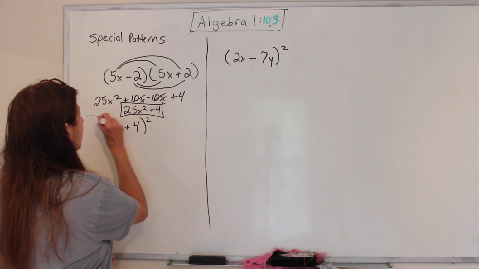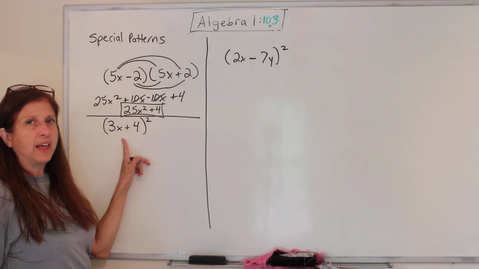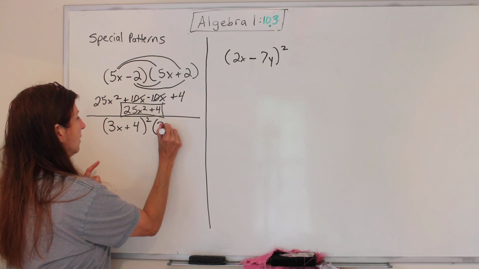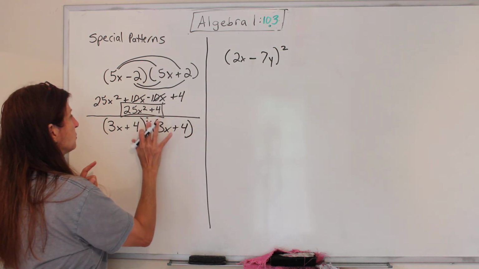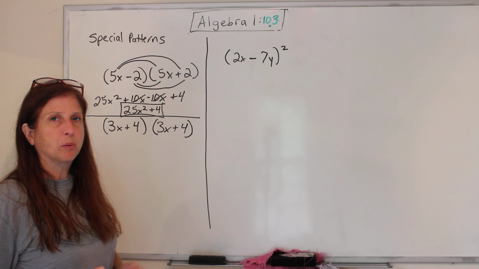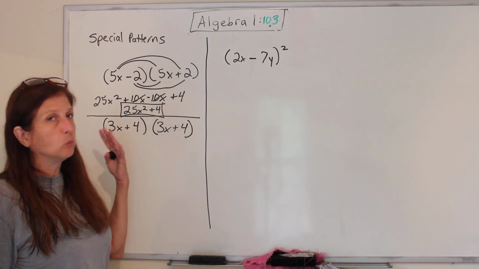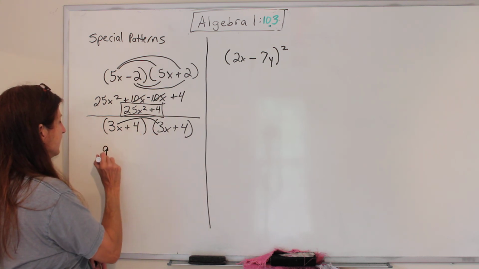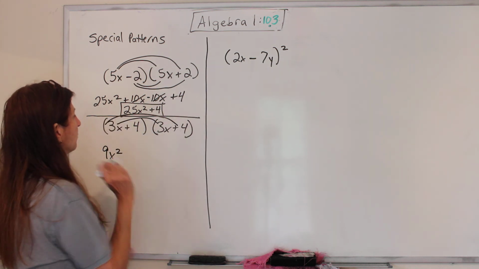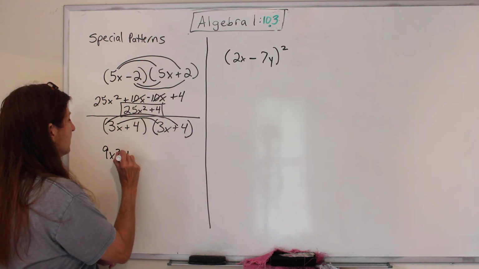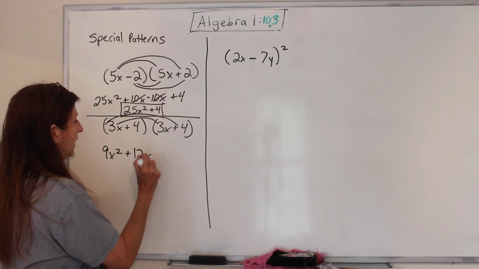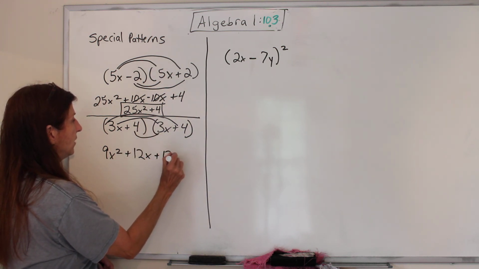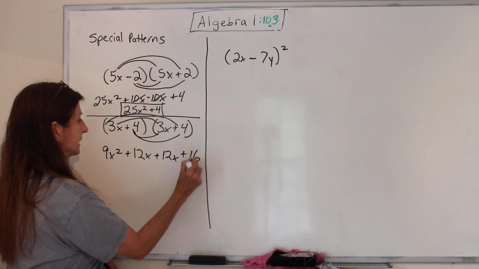Okay? Let's try another one. What about if it looks like that? Well, that's weird. What it means is you write this twice, because that's what squared means: something multiplied by itself. Now what do we do? We just do it regular. So 3x times 3x is 9x squared. 3x times 4 is plus 12x. 4 times 3x is plus 12x. 4 times 4 is 16.